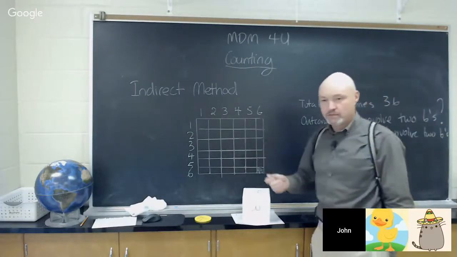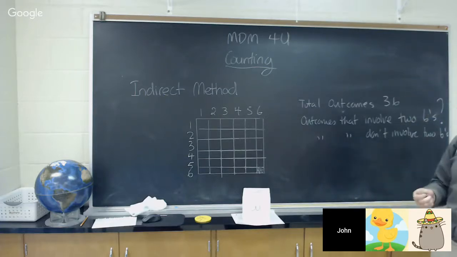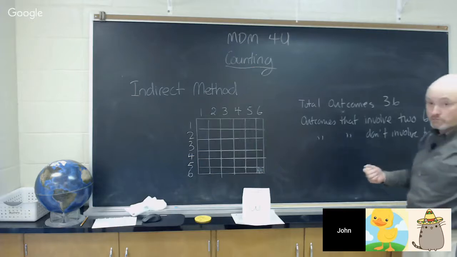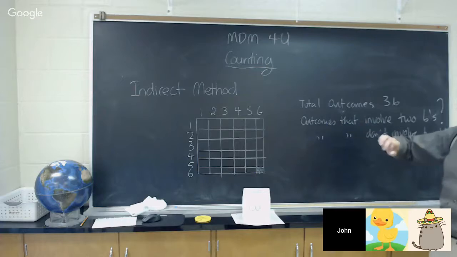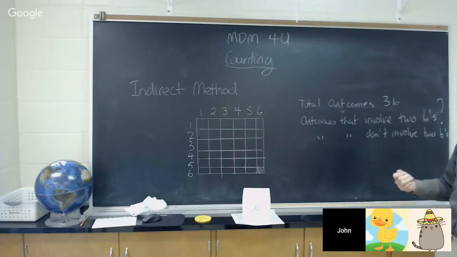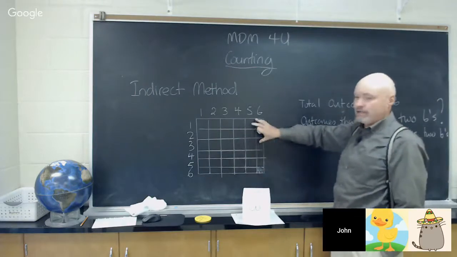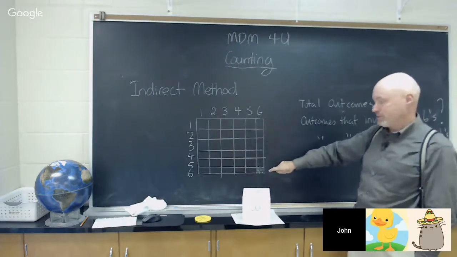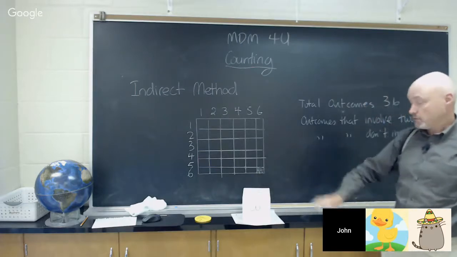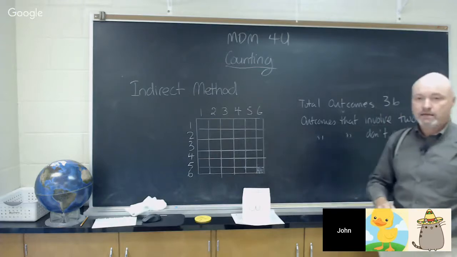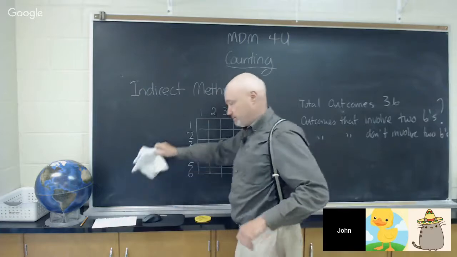So 35 outcomes. I'm guessing that you probably calculated that by taking 36 and subtracting 1 rather than counting all 35 possible other outcomes. Now, in this case, that was a simple example. We're going to look at some examples a little bit later on where it's really hard to figure out how many outcomes of interest there are, but it's fairly easy to figure out how many outcomes we're not interested in. And so we would just take the total and subtract away the ones we're not interested in. So that's this nice indirect method of counting.